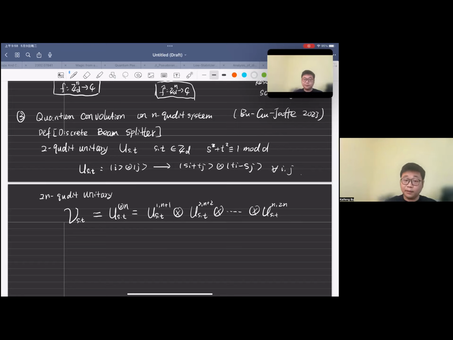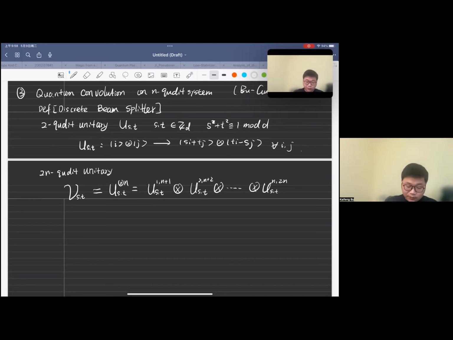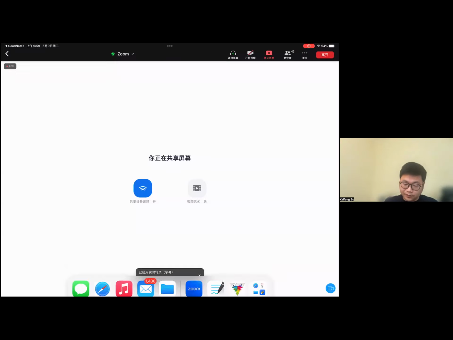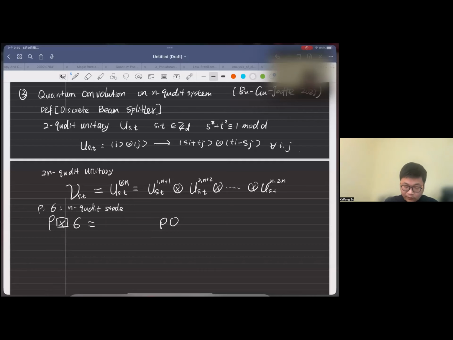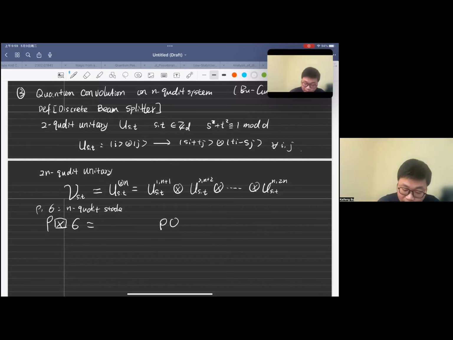Now we are ready to define our quantum convolution. The quantum convolution of two n qudit states is defined as follows. First, we tensor rho and sigma together, and then we apply this big unitary conjugately.